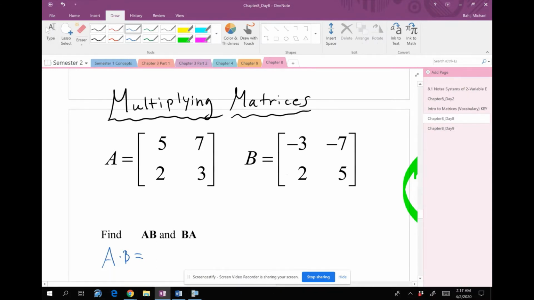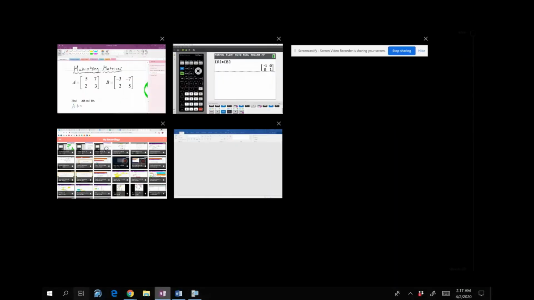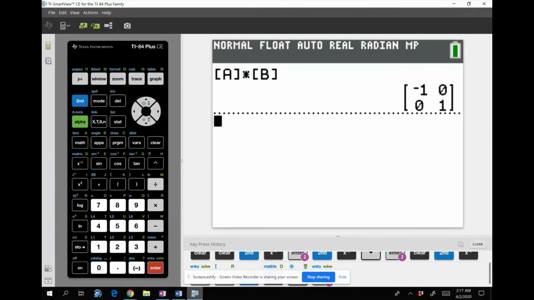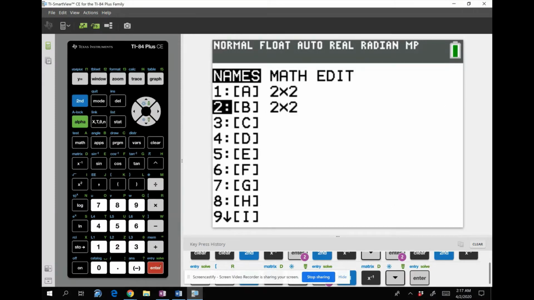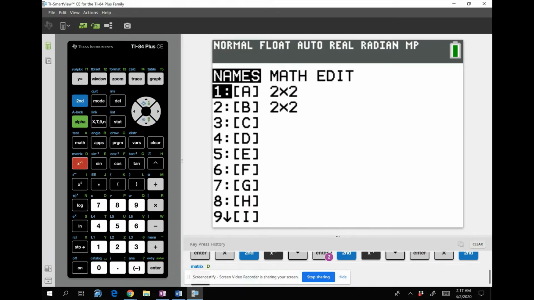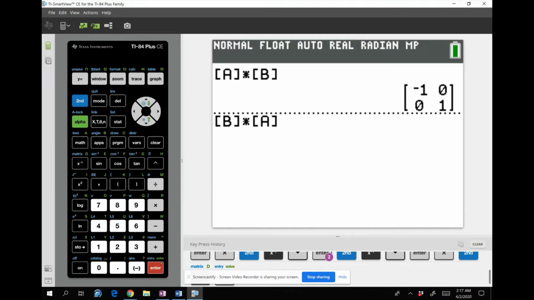So AB would be negative. Oh, come on, don't do this on me right now. How are your days going? Okay, you are getting crazy on me. Well, there's matrix A times matrix B. Let's go ahead and do matrix B times matrix A while my computer decides to cool off a little bit. Okay.